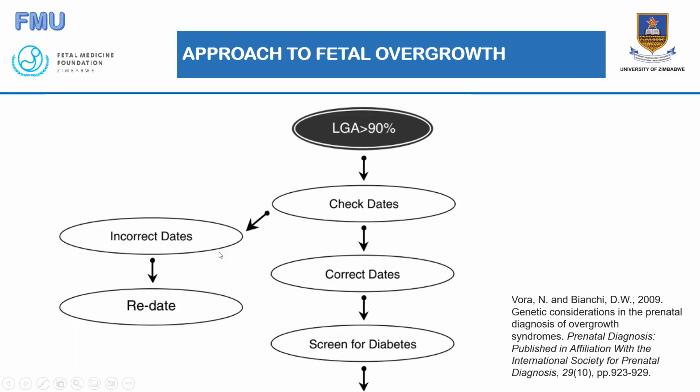It's very rare to see overgrowth syndromes or babies who are bigger than the 90th centile in the second trimester. If you come across such a baby, in most cases the dates are wrong. If the dates are wrong, invariably there will be some fetal defects, which we'll discuss more as we go. What kind of fetal defects are we more likely to encounter whenever we see overgrowth babies?